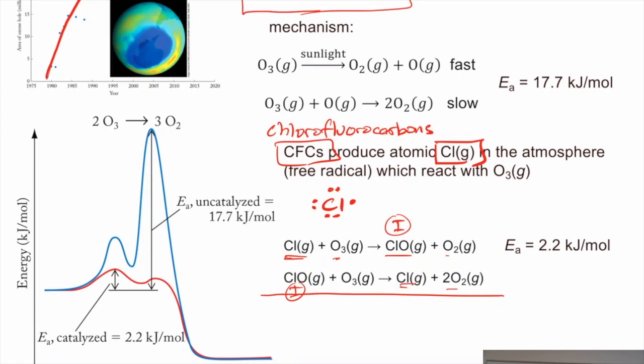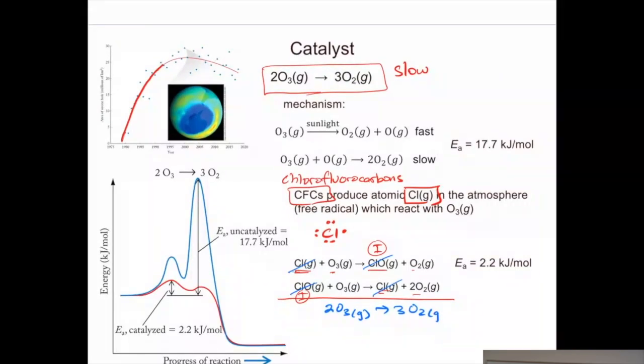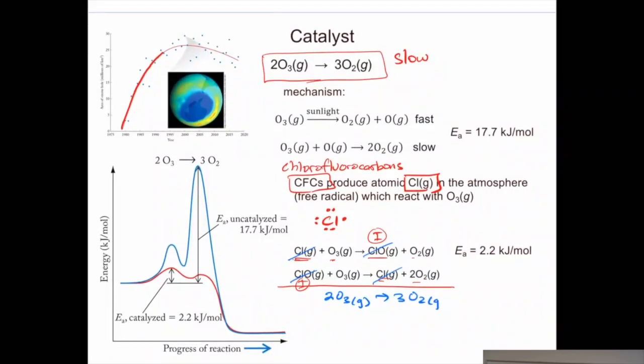Now let's just look at this, all right? We've got that cancels with that, the catalyst cancels with the catalyst, and what do we have left? We have 2O3 gas turns into 3O2 gas. It's the same reaction that we had up above. Okay? But look at these reaction profiles. The one in blue is uncatalyzed. Look at that activation energy. It's really, really high. So it's slow. Normally, it's a slow process.